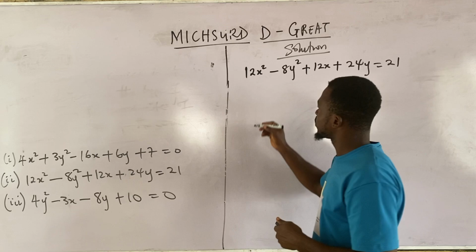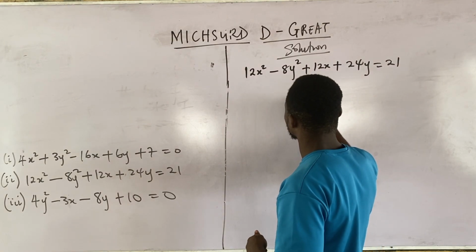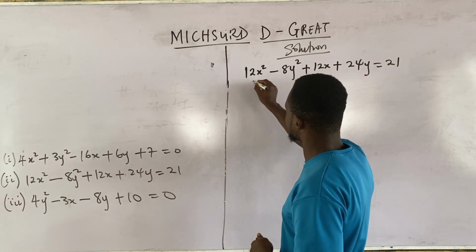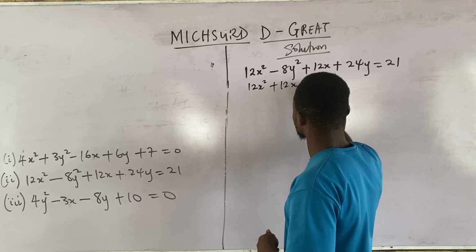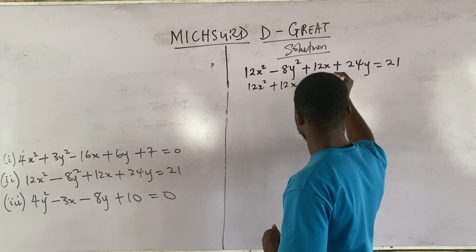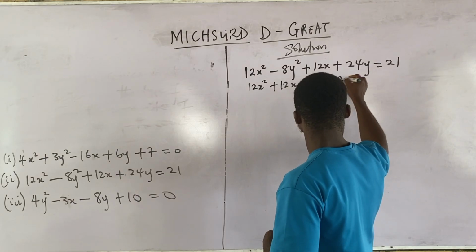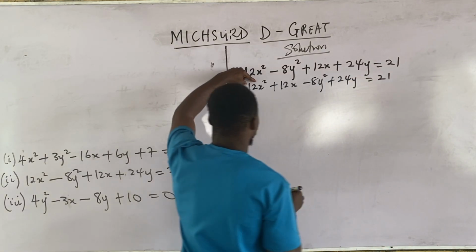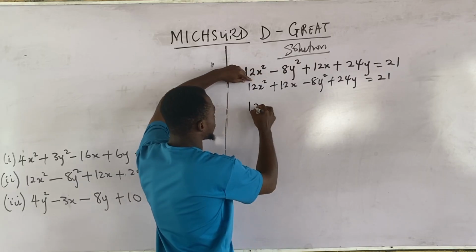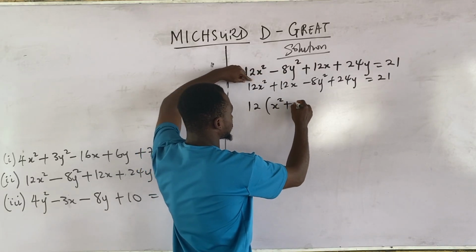So here we are going to simplify. Let's group the ones with x as usual. We have 12x squared plus 12x. There is minus 8y squared. That will give us plus 24y equal to 21. So if I factor out 12 here, this will be 12 times x squared plus x.